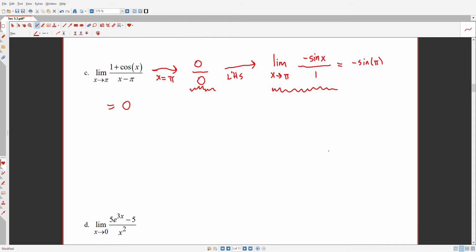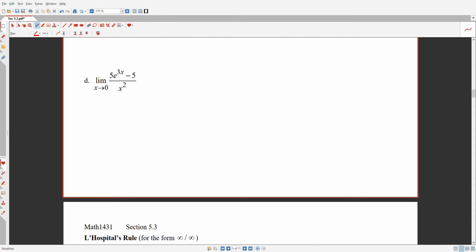All right, let's try this example, example D. Let's try the limit as x goes to 0 of this function, 5 times e to the 3x minus 5 all over x squared. And if we plug in x equals 0, well, we get 5 times e to the 3 times 0. Well, that's just 5 times 1 minus 5 all over 0, and I get 0 over 0.